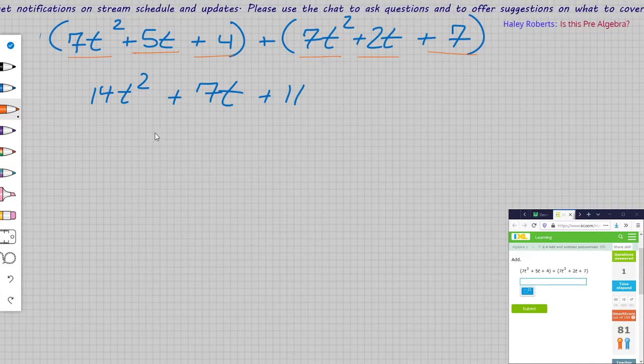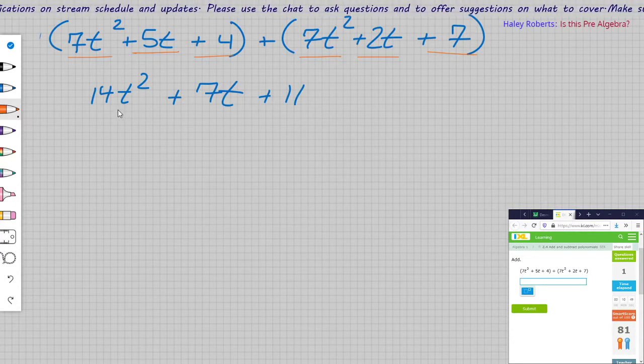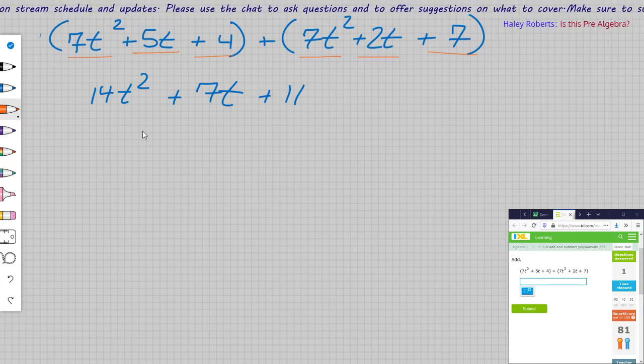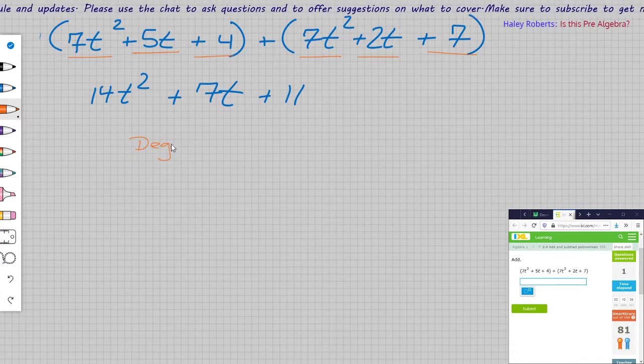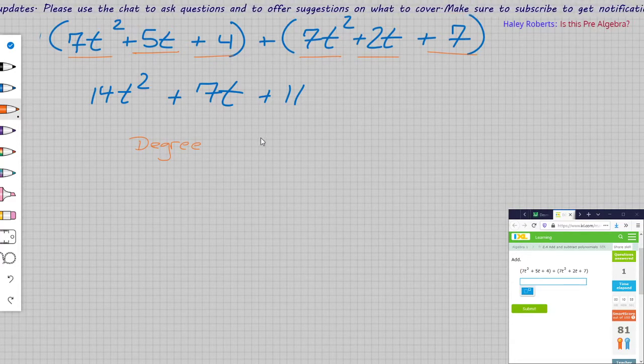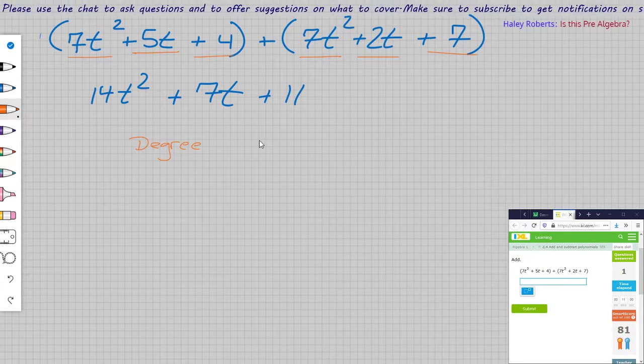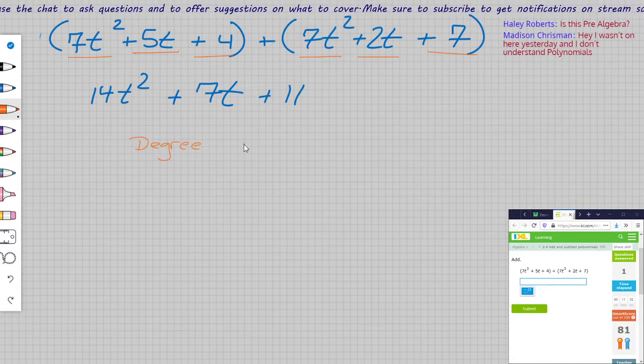Now, the last thing I didn't do on the other one, which I'm sorry for not doing, but just to go over the naming aspect for polynomials, you remember you name off the degree first, followed by the terms.